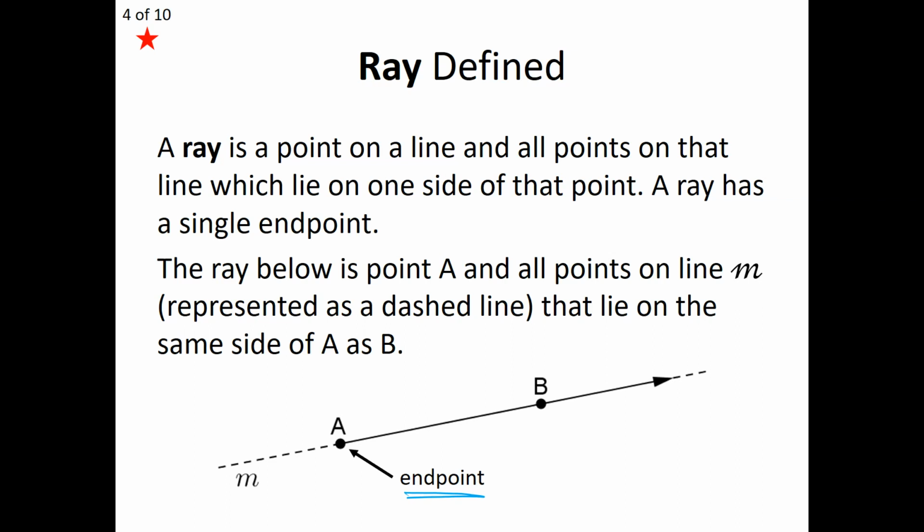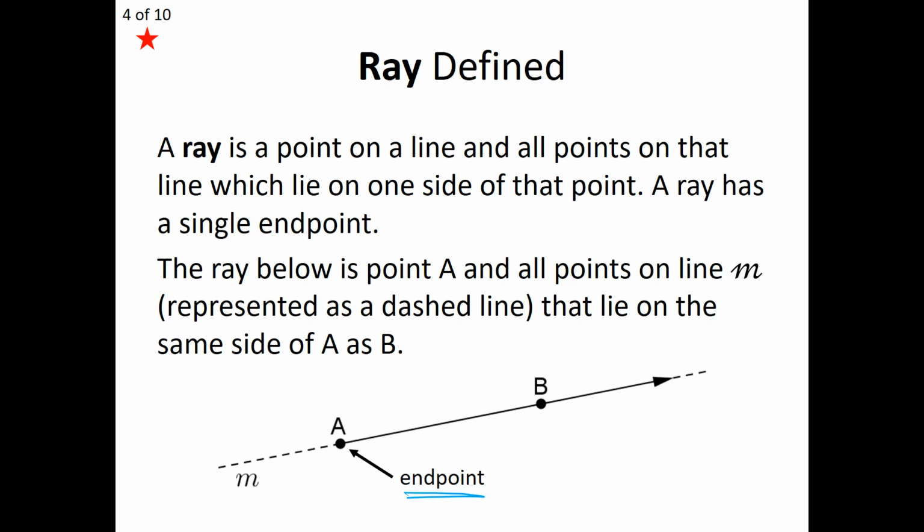Now, we have a choice. Once we've chosen our point, we have a choice in which direction we're going to choose, because on that line, we can choose either side of that point. Whichever side we choose, we're choosing all the points along that side.